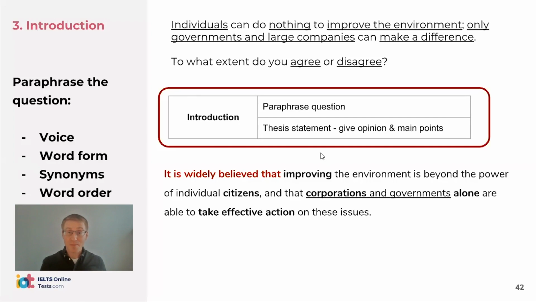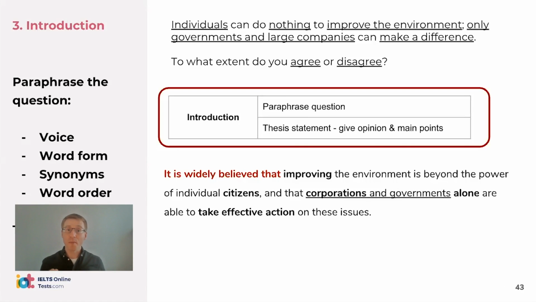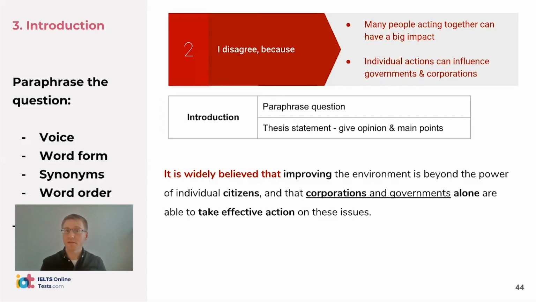The final step is to write our thesis statement. This is just 1 or 2 sentences summarizing our opinion and our main points. It's probably the most important sentence in your essay because everything we write in our essay will be connected to our thesis statement. This makes our argument very clear to the examiner. In our example, I want to disagree because of these 2 reasons.